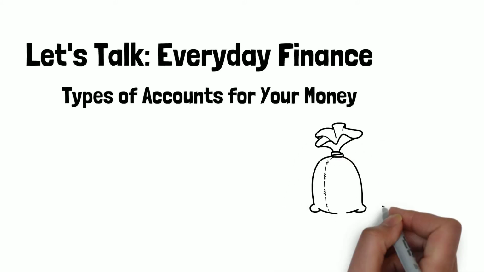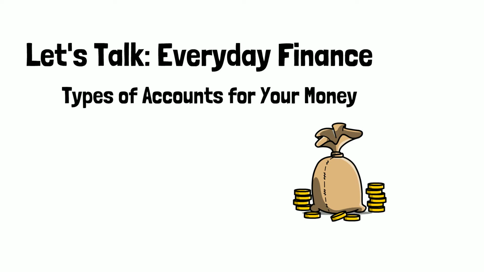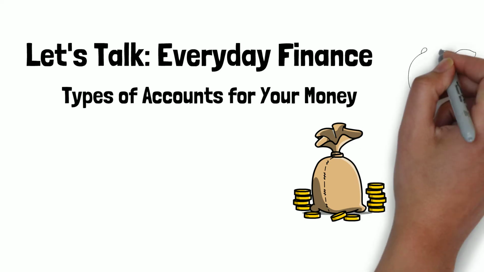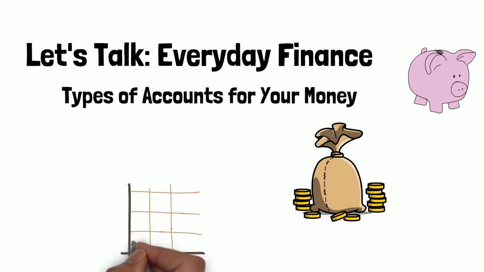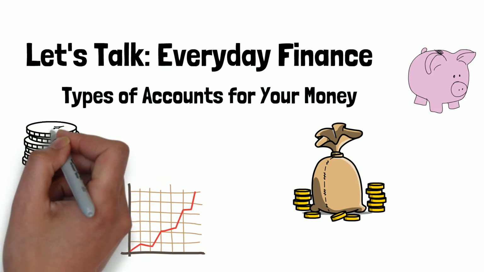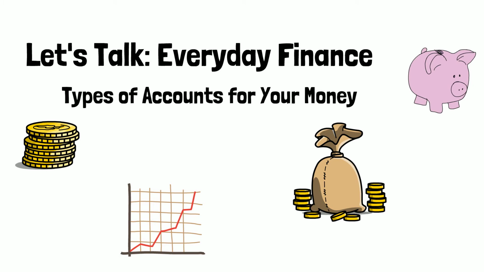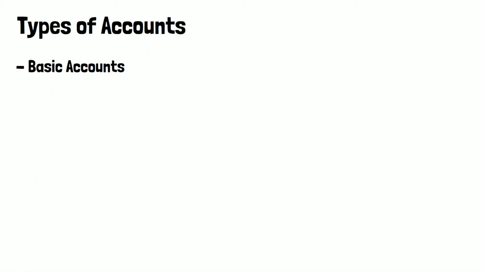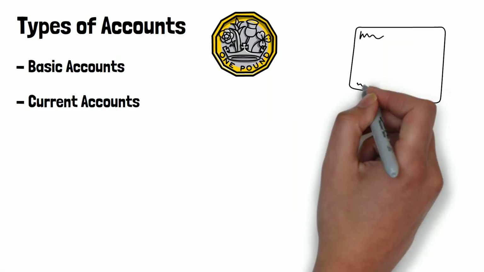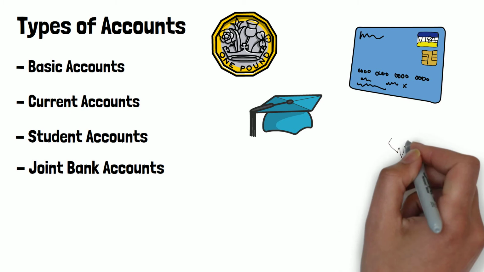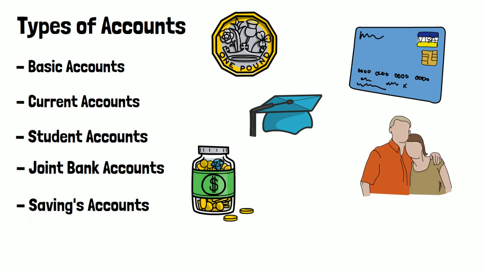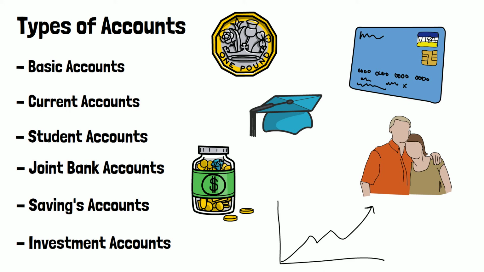In this video, we will be taking a basic look at the broad types of accounts that are available to us in the UK. Obviously, in this short video, I won't be able to discuss every single kind of account and all of the different variations, but there will be future videos going into more depth on what we talk about today and some things that I've left out. The types of accounts we will discuss here are basic accounts, current accounts, student accounts, joint bank accounts, savings accounts, and investment accounts.